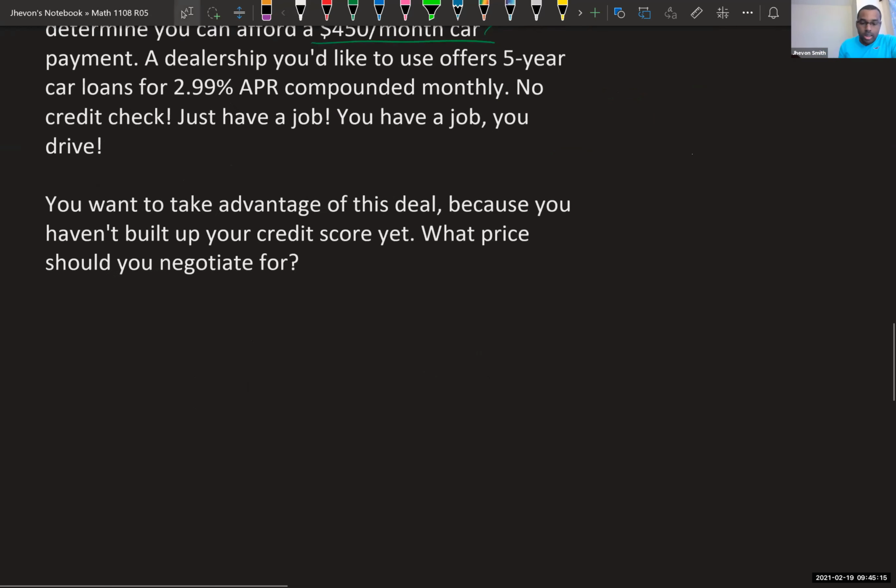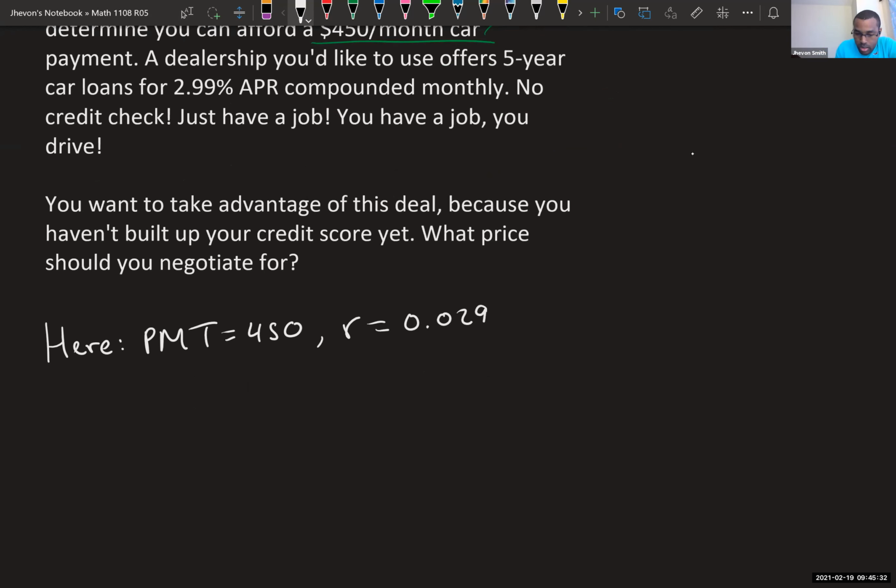So now here, I know what the payment is. That's $450. I know my interest rate is, they told me, 2.99%. I know it's compounded monthly, which is crazy for a car loan, but I don't want them running a credit check or anything like that, because they wouldn't find good news and they'll probably charge me a higher interest rate. T equals 5 is the loan term.